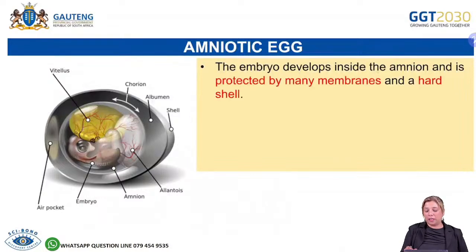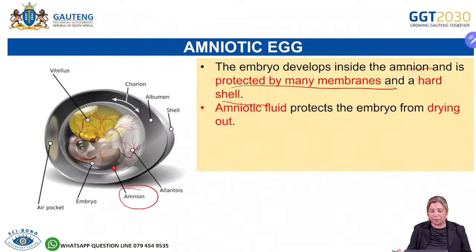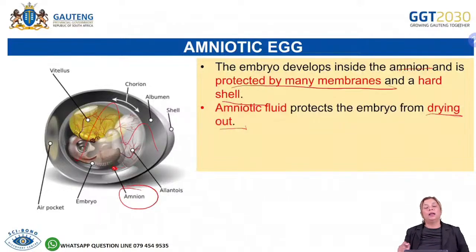So the embryo develops inside the amnion. So there's the amnion here, okay? And if you look at it, it's protected by many membranes and a hard shell. That purpose is obvious. It's for protection. The amniotic fluid protects the embryo from drying out. So when we look at the amniotic fluid, it fills the entire structure because the embryo needs to be moist.